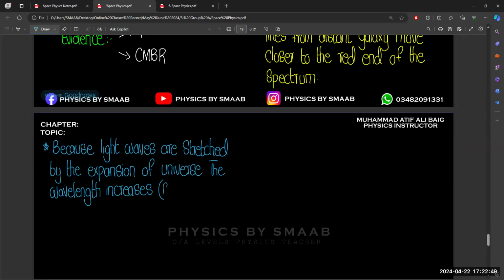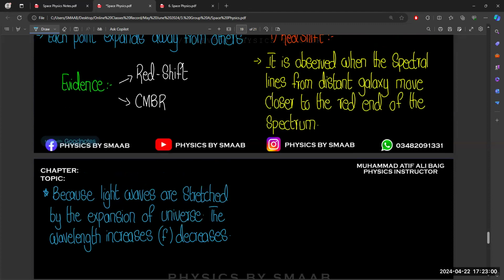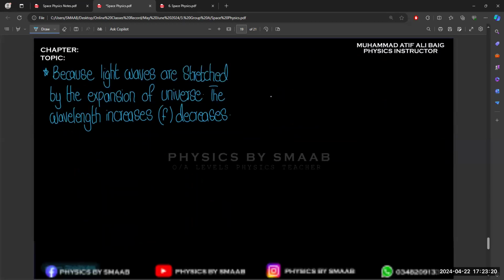And frequency decreases. So we observe these spectral lines in this pattern because light waves are in a stretched form because of the expansion of the universe, and we know that during expansion, distance increases, it means wavelength increases, and frequency starts to decrease. So this is the indication that galaxies are moving away from each other.